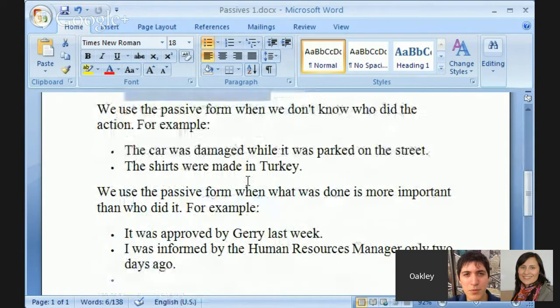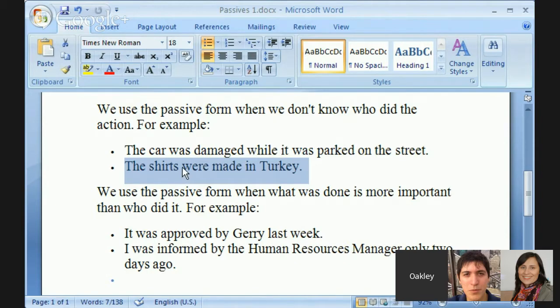Why do we use passive? Well, one reason is we don't know who did the action. Okay, so for example, the car was damaged while it was parked on the street. Okay, we don't know who hit the car. Hit and run. That's called hit and run, by the way. Somebody hit the car and drove away. The car was damaged. So we more or less have to use a passive form because we don't know who actually did the action. The shirts were made in Turkey.